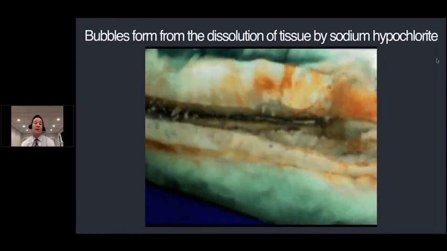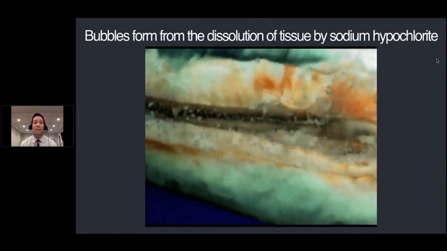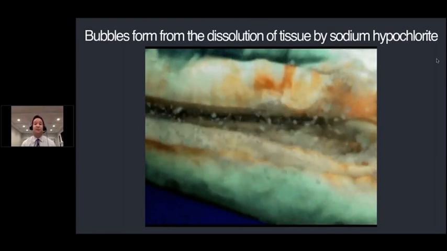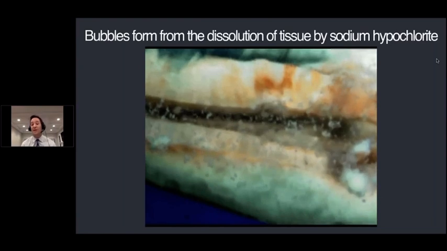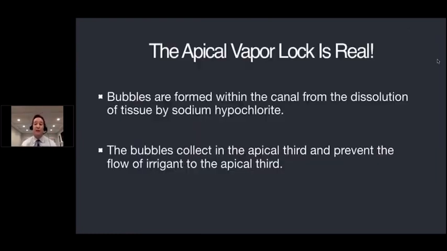And that's probably the number one best property of sodium hypochlorite, that it allows us to dissolve tissue while being highly antibacterial. But look at what it does. It creates bubbles. And bubbles in and of themselves pose a significant challenge to increasing and furthering our irrigation. So, the apical vapor lock.